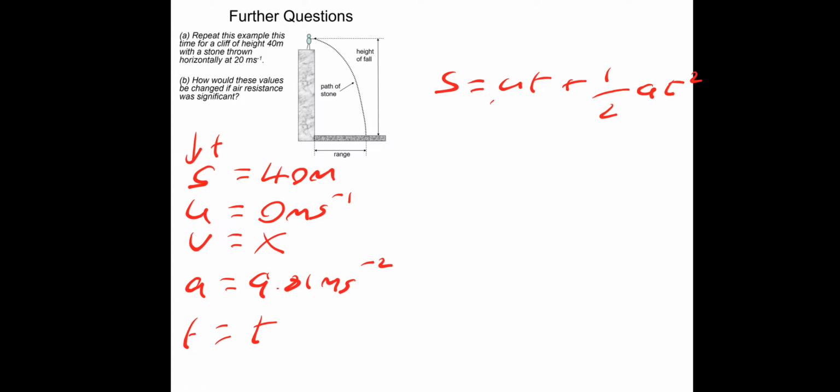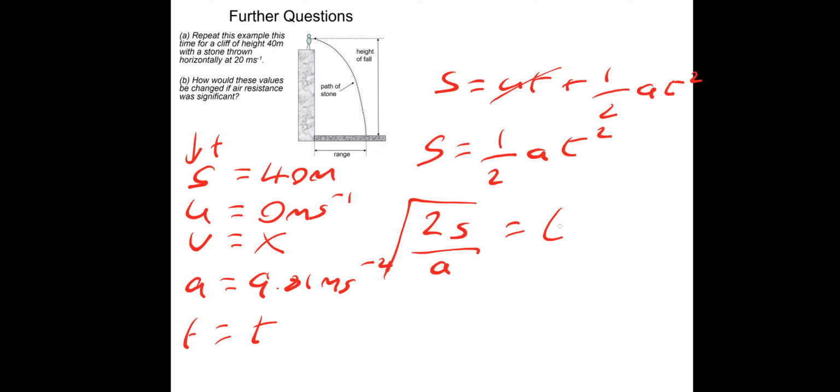Of course, the initial speed is 0. So displacement is a half at squared. And then rearrange to get t. So it's 2s over a. Square root will give us the time. So 2 times s is 80, divided by acceleration 9.81. Square root will give us 2.86 seconds.